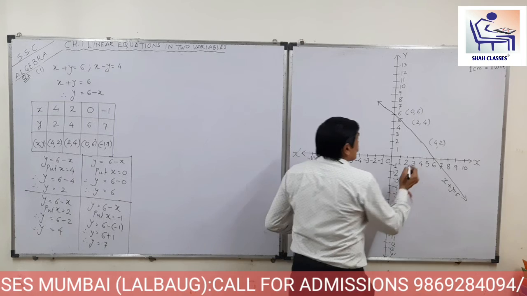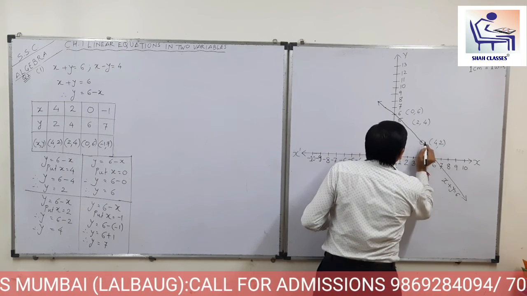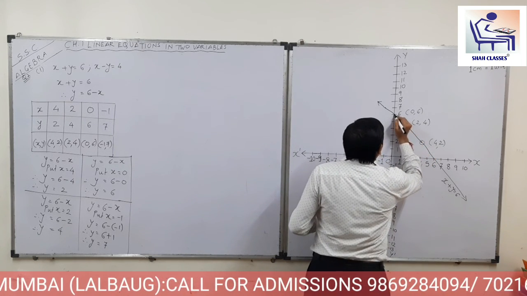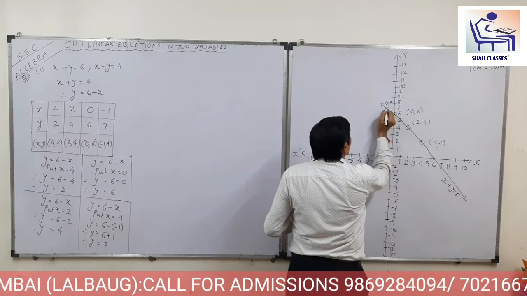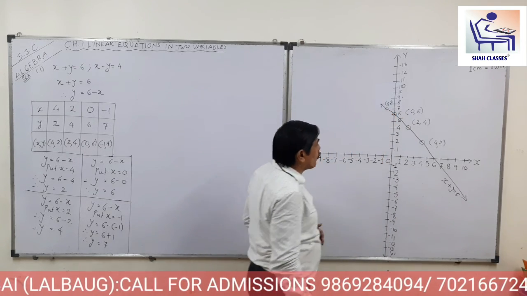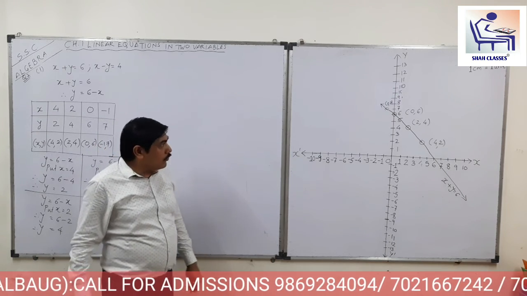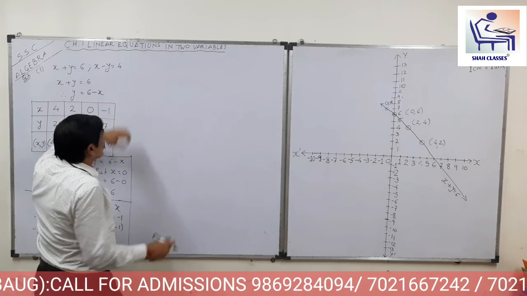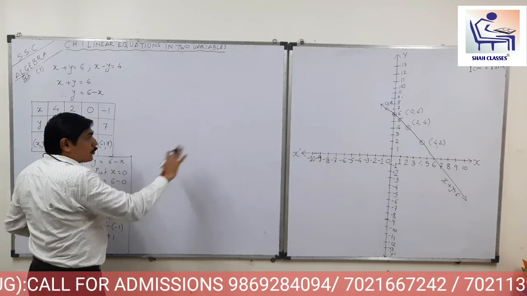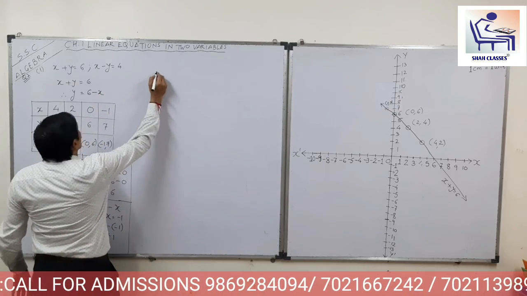And we got the 4 points. Here the first point, your second point, third point, and this is your fourth point. We got all the 4 points. We got the line. Okay, now we will go for the second equation. Same thing we have to do for the second equation also.